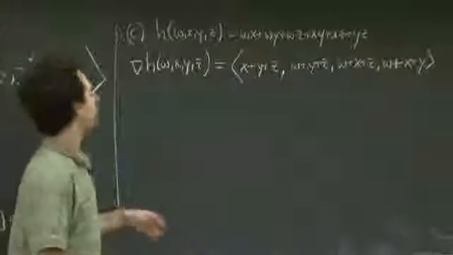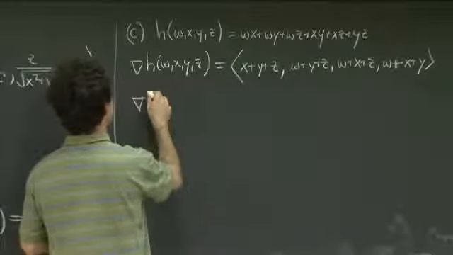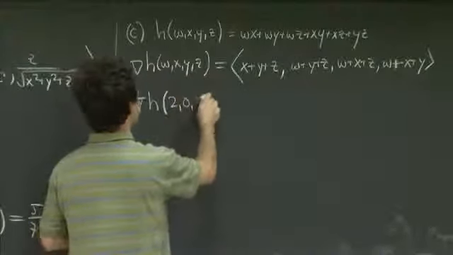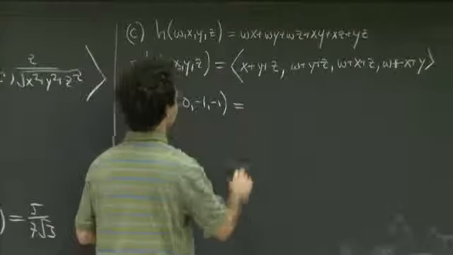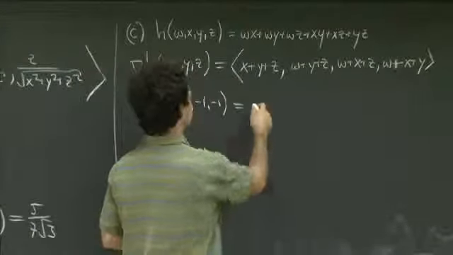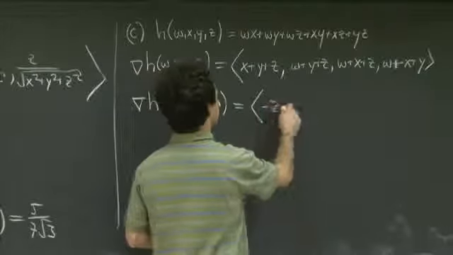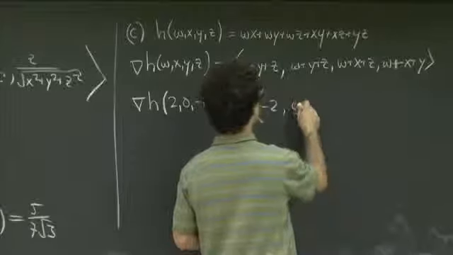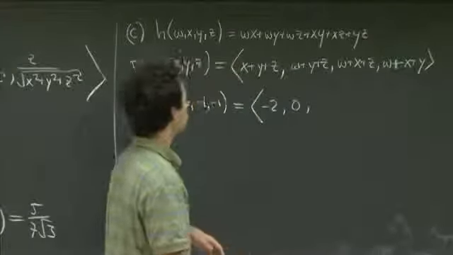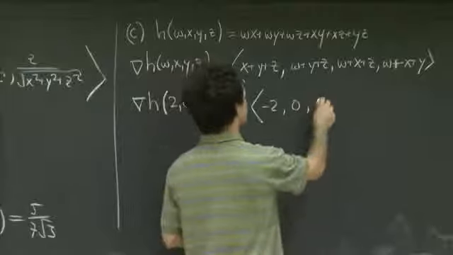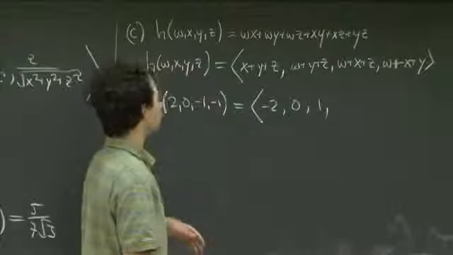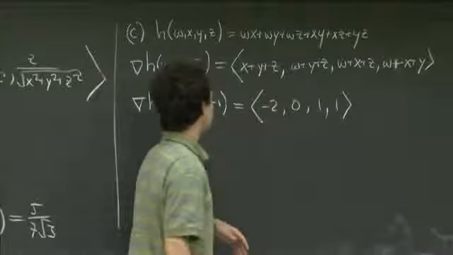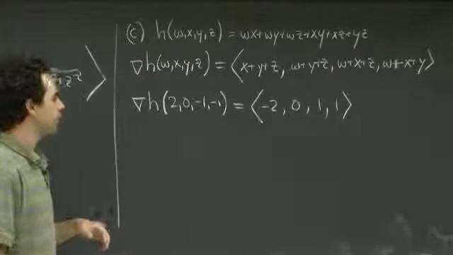Now I asked you again for the gradient at a particular point. So that's grad h at the point 2, 0, minus 1, minus 1. We can just plug that in. Here it's 0 plus minus 1 plus minus 1, which is minus 2. Here it's 2 plus minus 1 plus minus 1, that's 0. Here it's 2 plus 0 plus minus 1, so that's 1. And lastly, it's 2 plus 0 plus minus 1, which is 1. So that's the gradient of this function h at this point p.